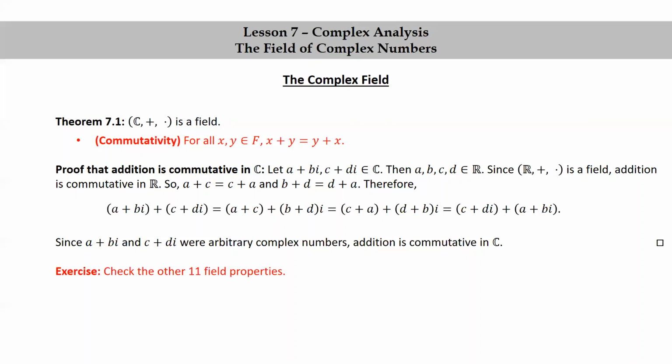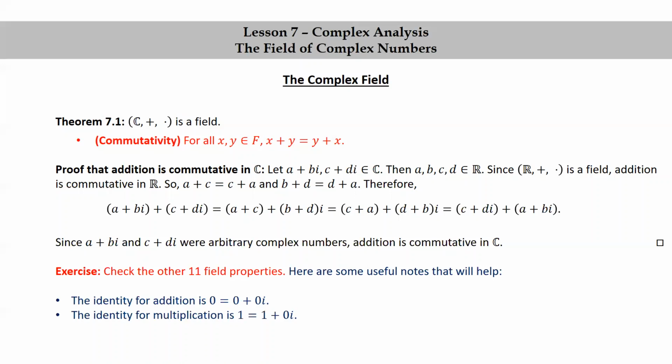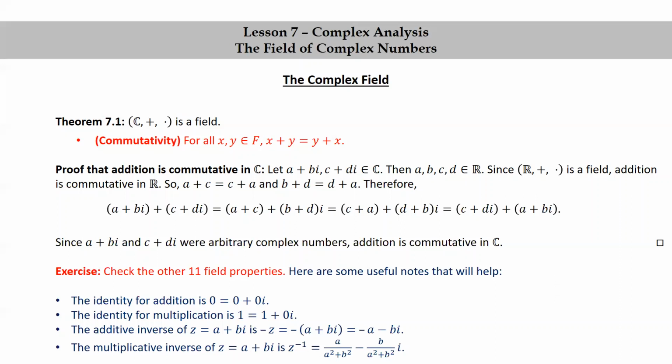As an exercise, you should check the other 11 field properties. And here are some useful notes that will help as you go through them. The identity for addition is 0, or 0 plus 0i. The identity for multiplication is 1, or 1 plus 0i. The additive inverse of z equals a plus bi is negative z equals the negative of (a + bi), which can be written as negative a minus bi. And the multiplicative inverse of z equals a plus bi is z inverse equals a over (a squared plus b squared) minus b over (a squared plus b squared) times i.